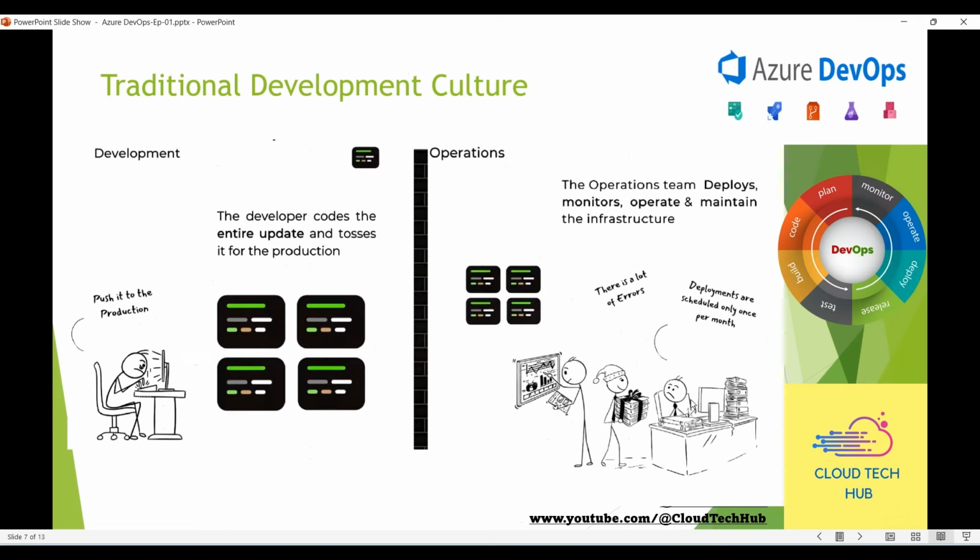Whenever there is any upgrade or update of the application, the development team works on the coding and product feature upgrade. Whenever the product update is complete, they give that update to the operations team for deployment. The operations team takes that update and deploys the code or application to the production servers.